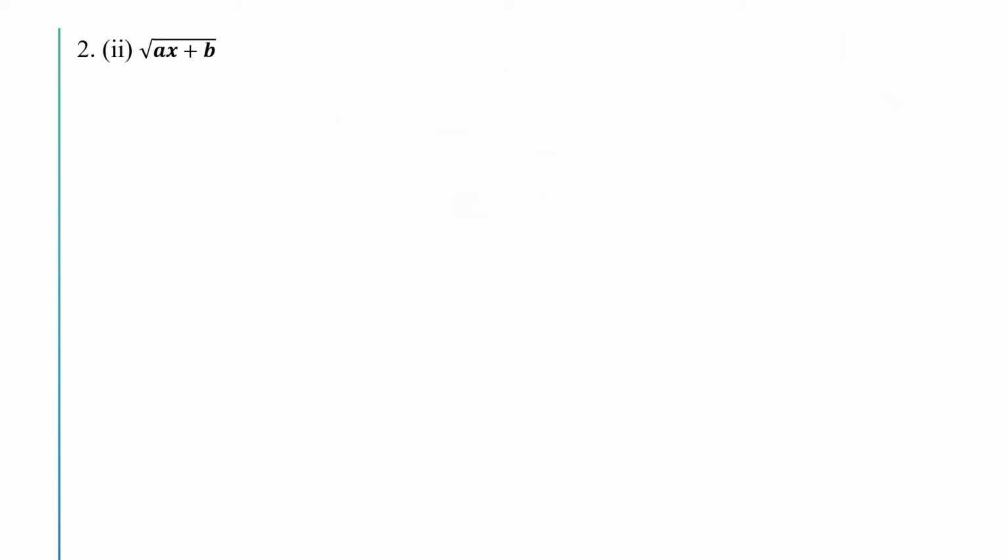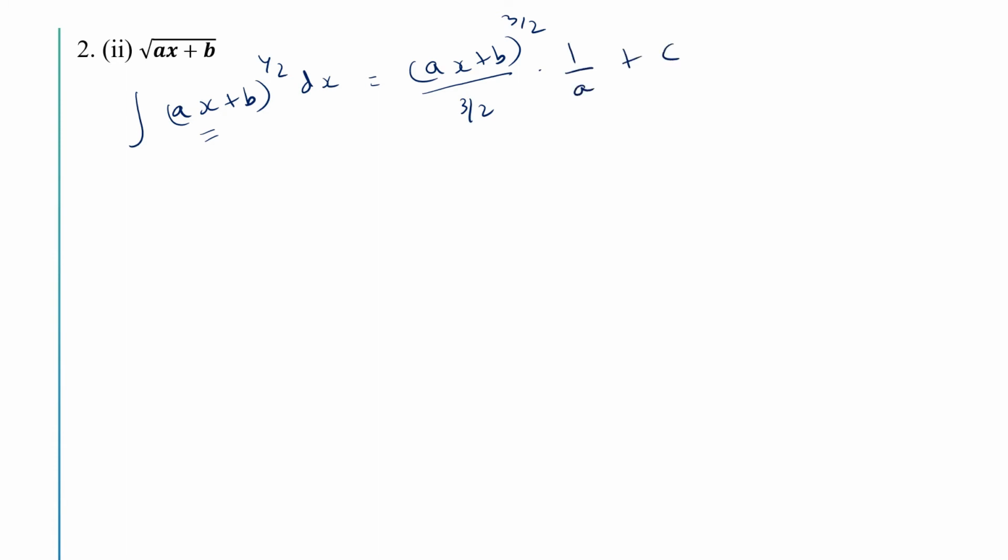The next question, under root ax plus b. So integral under root ax plus b, we can write it as ax plus b the whole raised to half dx. Now integral x raised to half dx is x raised to 3 by 2 divided by 3 by 2 plus c. Here integral ax plus b the whole raised to half is ax plus b the whole raised to 3 by 2 divided by 3 by 2, divided by a, plus c. So this is equal to 2 by 3a into ax plus b the whole raised to 3 by 2 plus c.